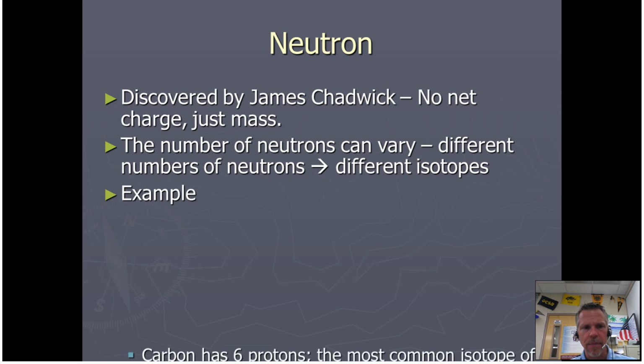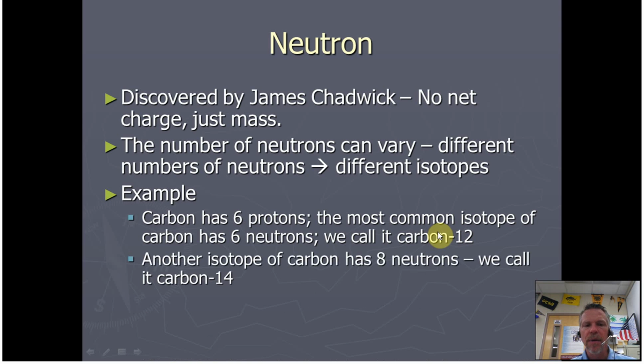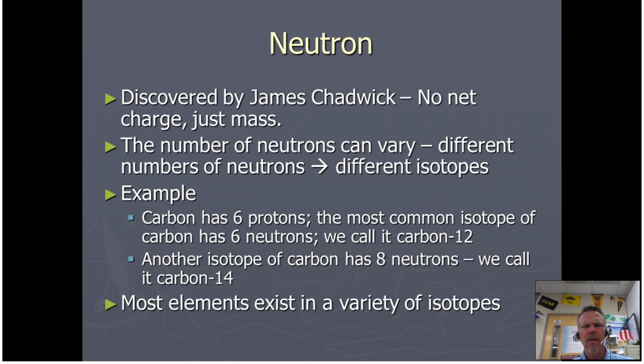All right, and I think I have an example. So here's carbon with 6 protons. The most common isotope of carbon has 6 neutrons, and we call that carbon-12. If you add the number of protons plus the number of neutrons, you get the atomic mass. That's the 12. But if you find, or if you create, an isotope of carbon that has 8 neutrons instead of 6 neutrons, it's heavier. It's carbon-14. It has an atomic mass of 14, not 12, because it has 8 neutrons, not 6. Now remember, you can't change the number of protons because then it won't be carbon anymore. It'll be something else. Most of the elements on the periodic table exist in a variety of different isotopes.